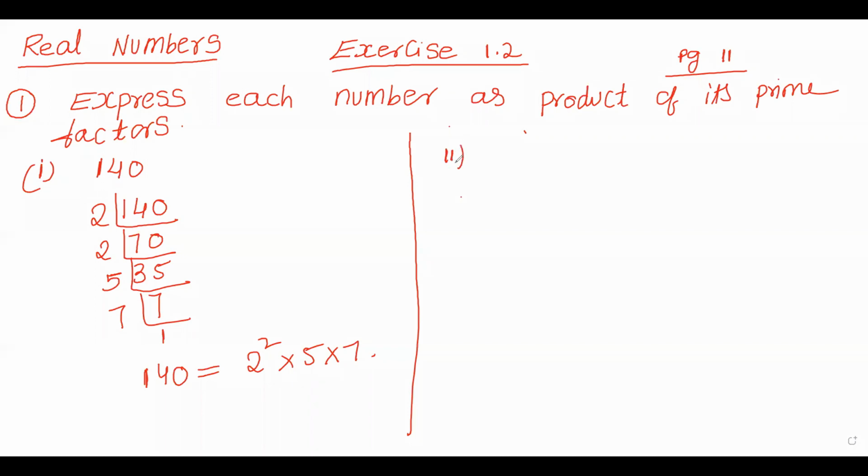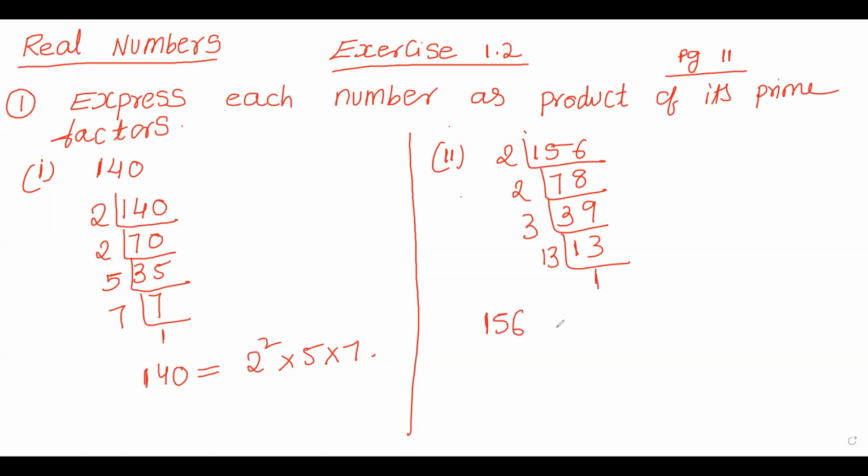Second bit, 156. 2 sevens are 14. 1 will remain. 2 eights are 16. 2 threes are 6. 2 sixes are 12, 3 fours are 12, 3 13s are 39, 13 ones are 13. Prime factorization of 156 is 2 square into 3 into 13. Second bit done. Please write down.